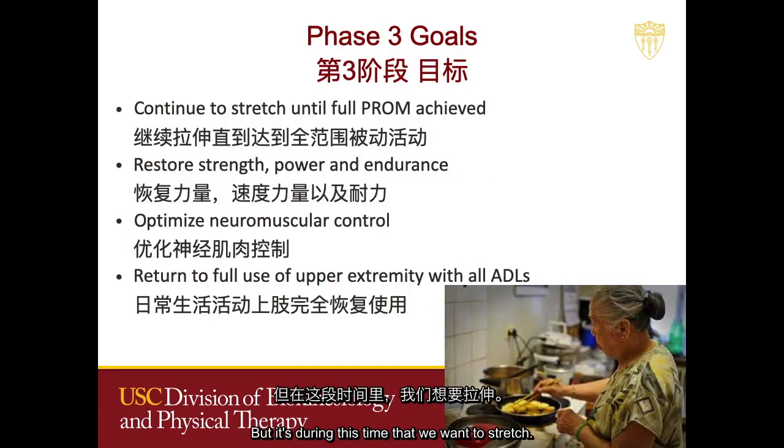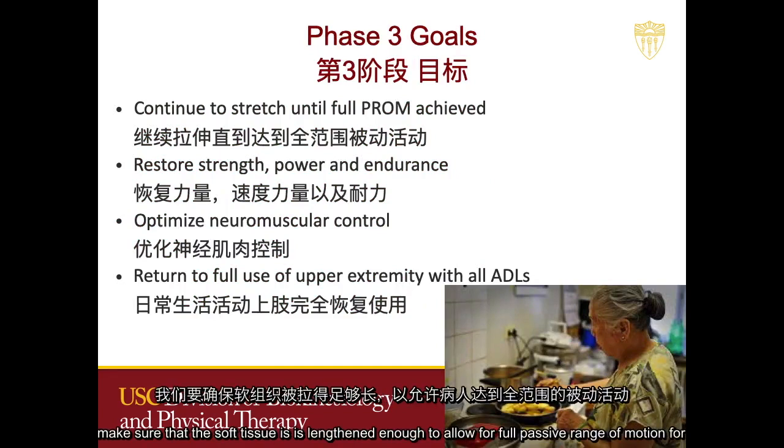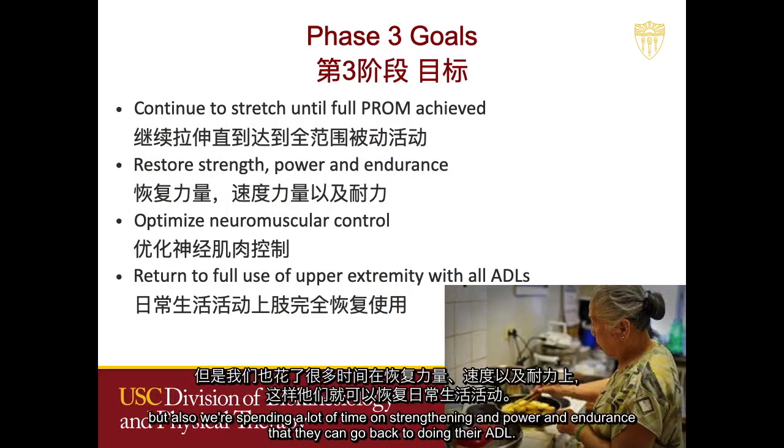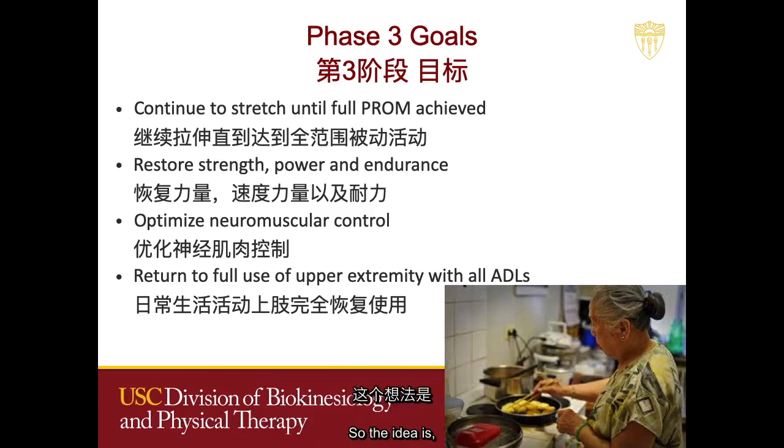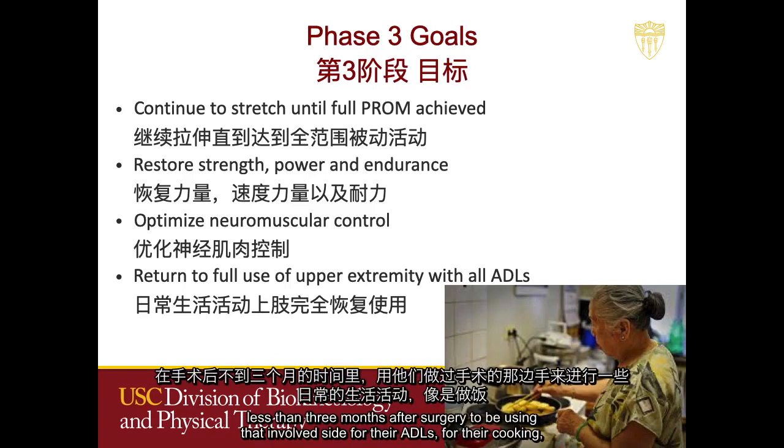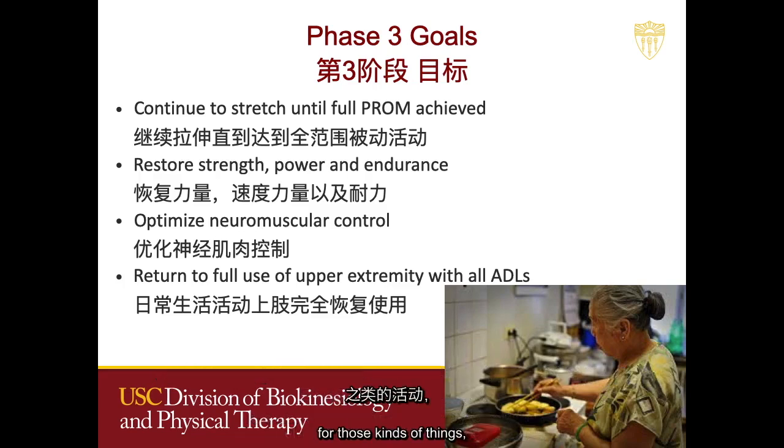But it's during this time that we want to stretch. We want to make sure that the soft tissue is lengthened enough to allow for full passive range of motion for this patient. But also we're spending a lot of time on strengthening and power and endurance so that they can go back to doing their ADLs. So the idea is we want them during this phase, which is less than 3 months after surgery, to be using that involved side for their ADLs, for their cooking, for those kinds of things.